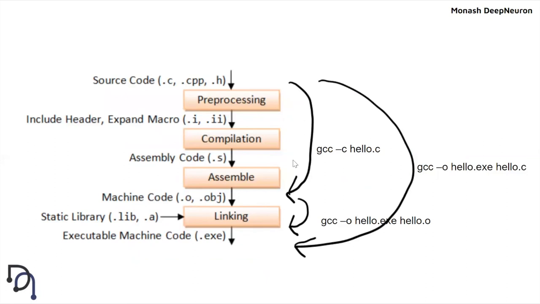And here are the GCC commands corresponding to the full picture of the compiling process of GCC. And this command here goes all the way from source code to executable machine code. And this command here, gcc -c hello.c, goes from source code to machine code. Then this machine code can become executable machine code by linking libraries.